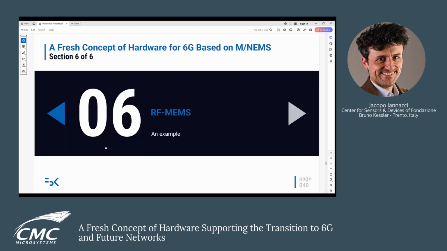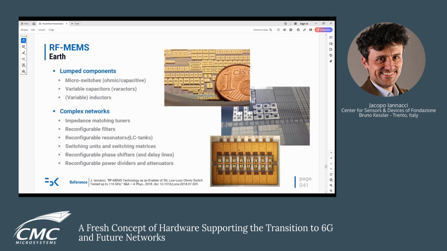This brings me to the last part of the presentation, where I want to spend a bit more technical focus on RF MEMS, which is mainly what I'm researching here in my institution. RF MEMS is classified as an Earth-like technology. This is what we did through the years. We realized a wide variety of lumped components like microswitches, variable capacitors, and inductors, as well as complex networks like tunable matching tuners, reconfigurable resonators, filters, phase shifters, and power dividers.